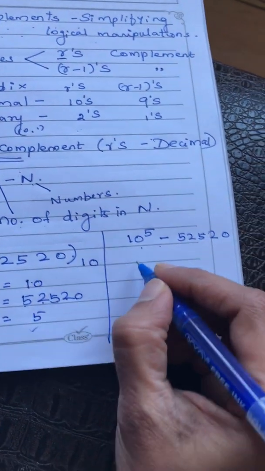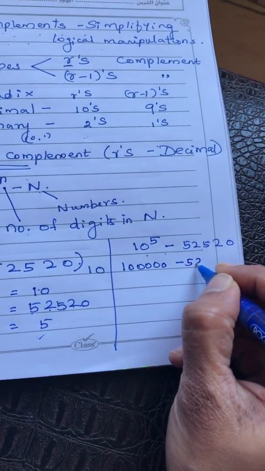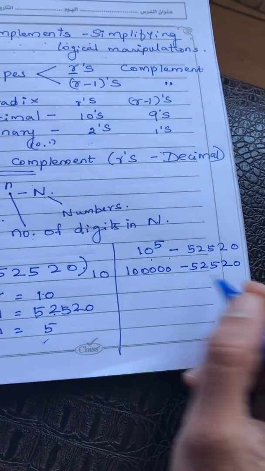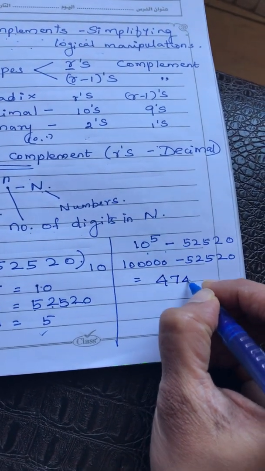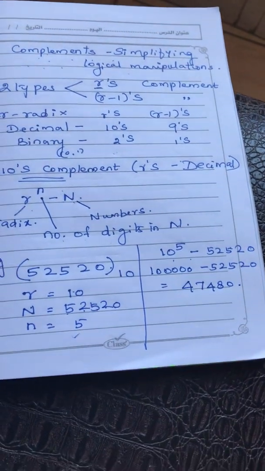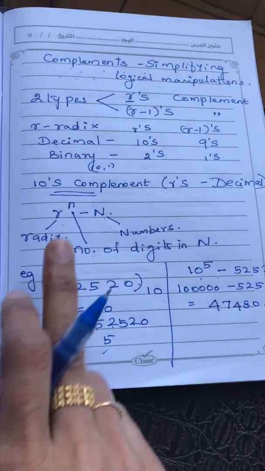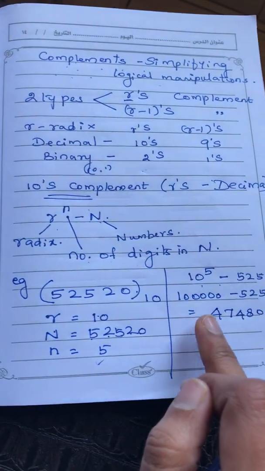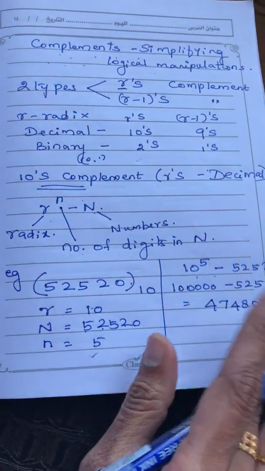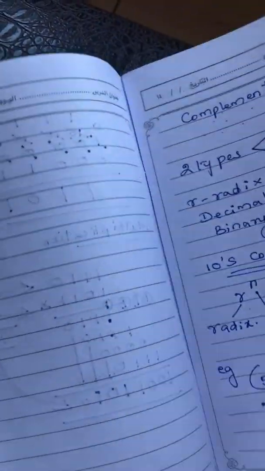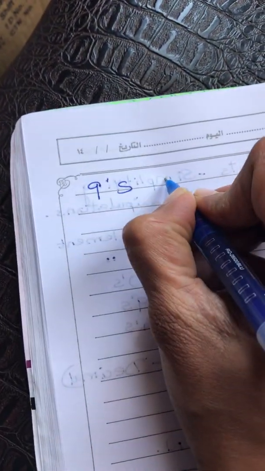10 power 5 means 100000 minus 52520. When you do a normal subtraction, you will get the value 47480. This is how we do the 10's complement for decimal number system. We just use this formula, substitute the values and find the 10's complement of the given decimal number.